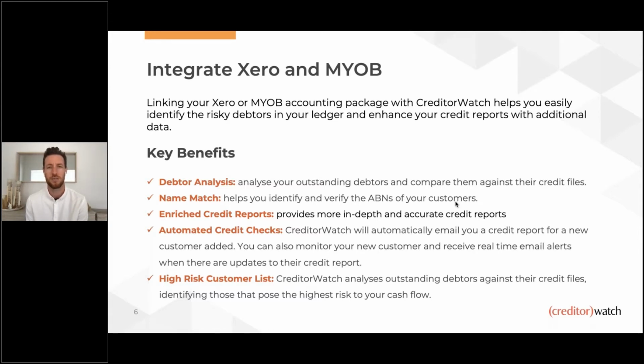And of course, if it gets to a collection stage, the first thing a debt collector or a lawyer is going to ask for is, okay, well, who is it that you're dealing with? What is the legal entity? So that ABN is really important. And now name match assists in matching what information you have on that particular company within your accounting platform. So it could be name and address, and we're able to help you match that to an actual ABN.